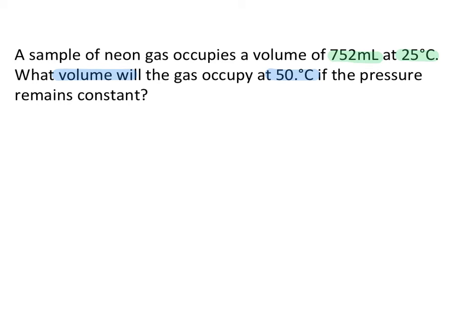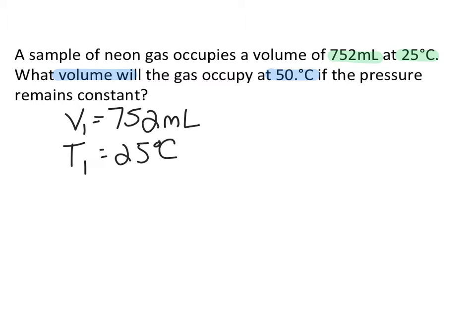So when I go to define my variables, and you notice I use 2 different colors to kind of signify the 2 different situations. It says a gas occupies a volume, so that's V1 equals 752 milliliters at a temperature, so T1 equals 25 degrees Celsius. What volume will the gas occupy? So I'm looking for a second volume, so I'm going to make that a question mark. At 50 degrees Celsius, so temperature 2 is 50 degrees Celsius.